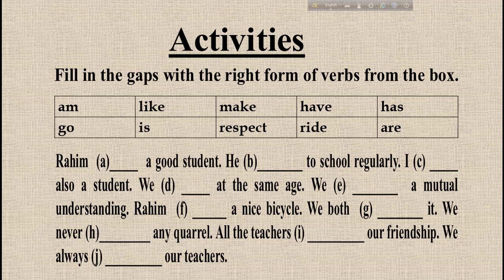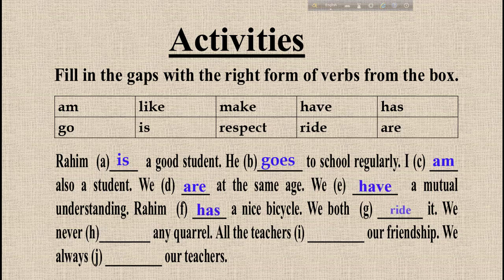And I read out the passage: Rohim dash a good student. He dash to school regularly. I dash also a student. We dash at the same age. We dash a mutual understanding. Rohim dash a nice bicycle. We both dash it. We never dash any quarrel. All the teachers dash our friendship. We always dash our teachers. Okay, now I am going to show the answers.